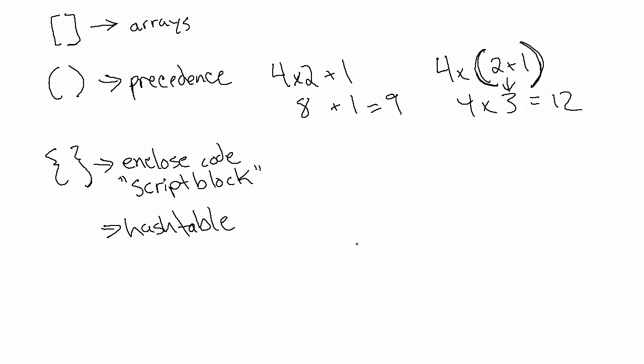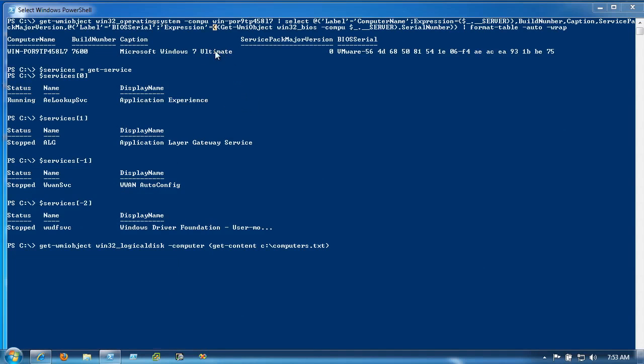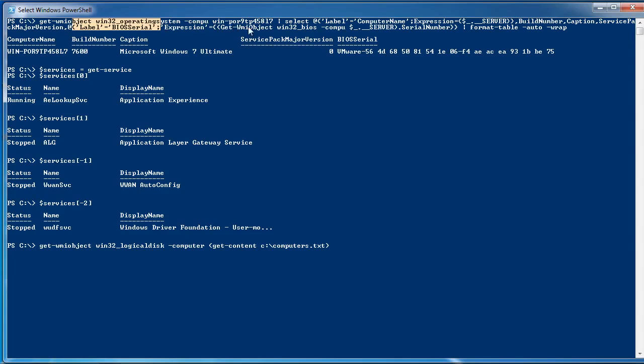And a hash table, also called a dictionary object or just a dictionary, is simply a set of key value pairs. So you might have something like name equals Don, site equals contact, and these are the keys and these are the values. Well, if you look at that expression that I've created here, this super duper command line, you can see that one of the things I've defined is a hash table. So it starts with this @ sign, and then these curly braces all the way down to here enclose the complete hash table. The first key in the hash table is label, and it is being set equal to the value BIOS serial. So that's the first key value pair.